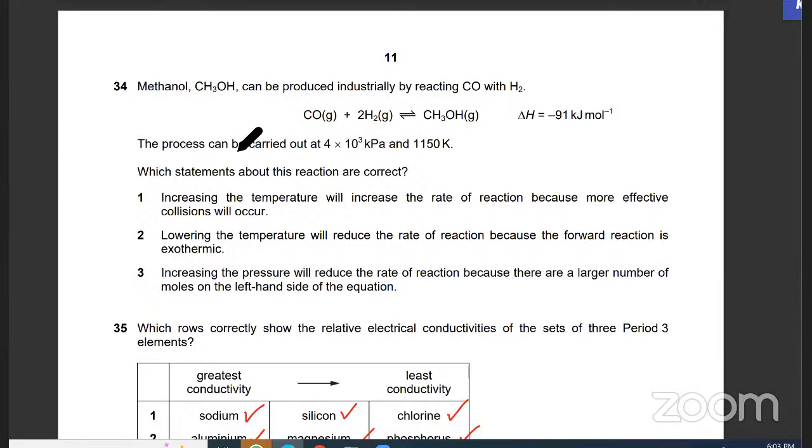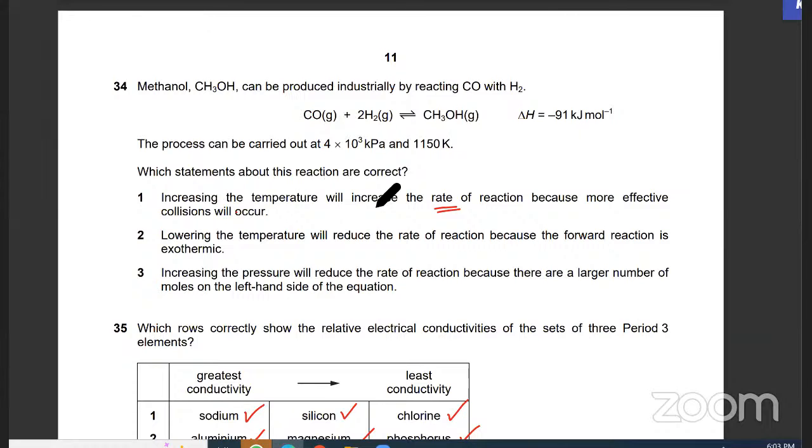Now, the next one is the process. There's an equilibrium reaction. The process can be carried out at this pressure at 1150 kelvins. Which statement about this reaction is correct? Increasing the temperature will increase the rate of the reaction because more effective collisions will occur. True or false? True. It affects the equilibrium, not the rate? No. Always remember that they're going to confuse rate with equilibrium. This question is specifically about rate of reaction.